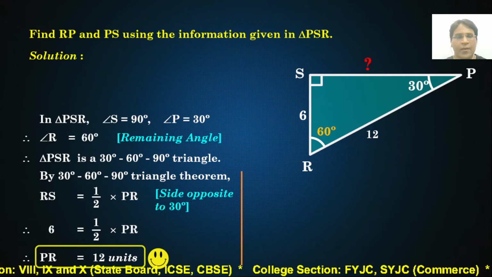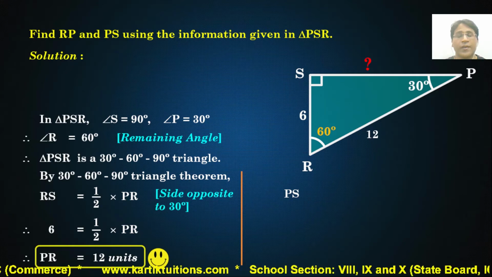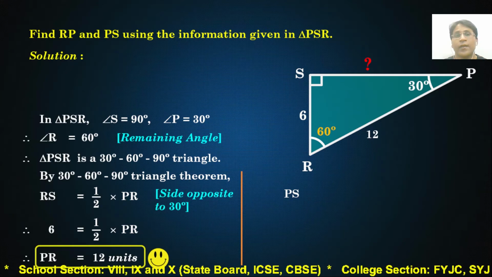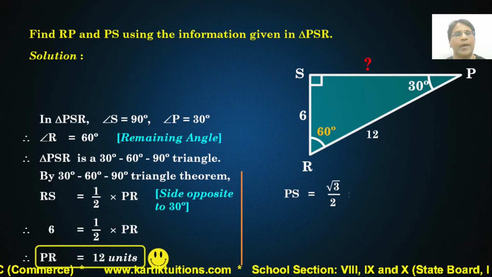Now PS is opposite to 60°. So any side opposite to 60° is what? In a 30, 60, 90 triangle, it is root 3 upon 2 times the hypotenuse. And here our hypotenuse is PR. So it is root 3 upon 2 into PR.